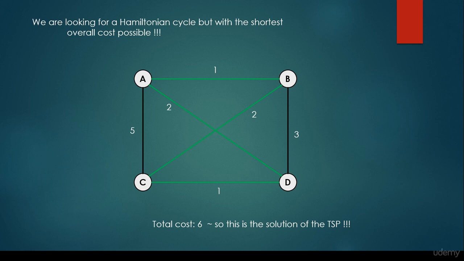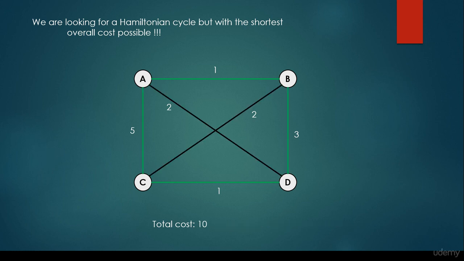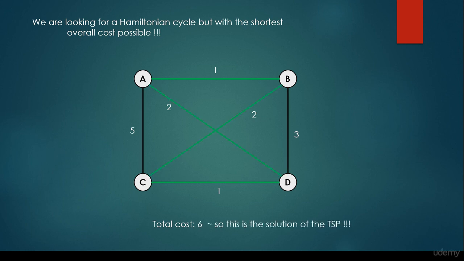So because we are looking for the shortest path Hamiltonian cycle, this is the solution of the traveling salesman problem. The first one could be a solution too. It solves the problem, but the total cost is 10, and we are able to find a better solution. So this total cost 6 is going to be the solution for our traveling salesman problem. So basically, this is the problem we are going to consider.